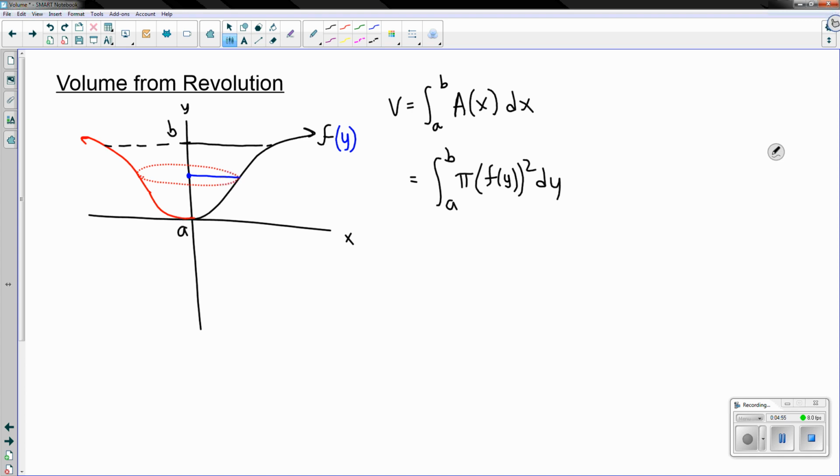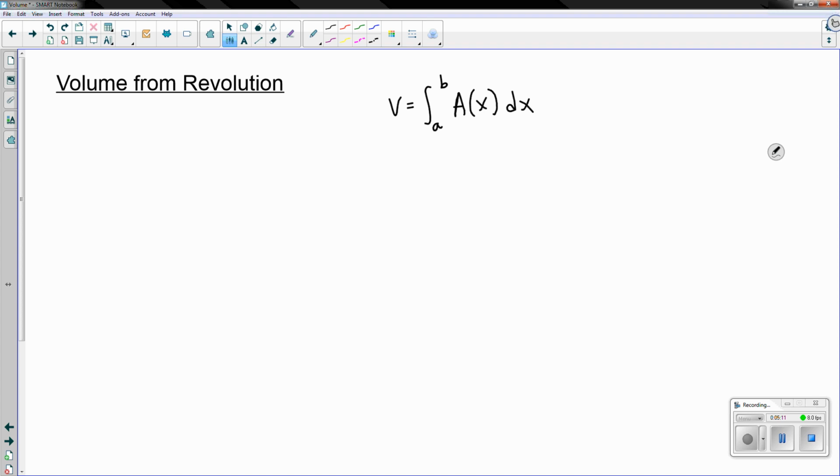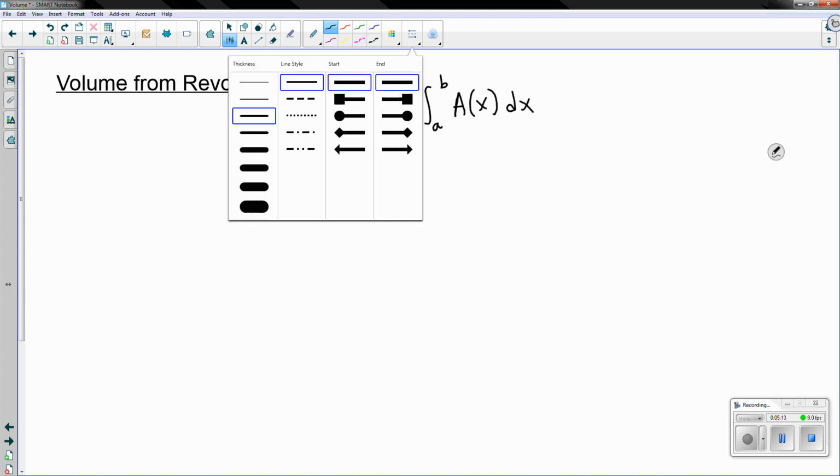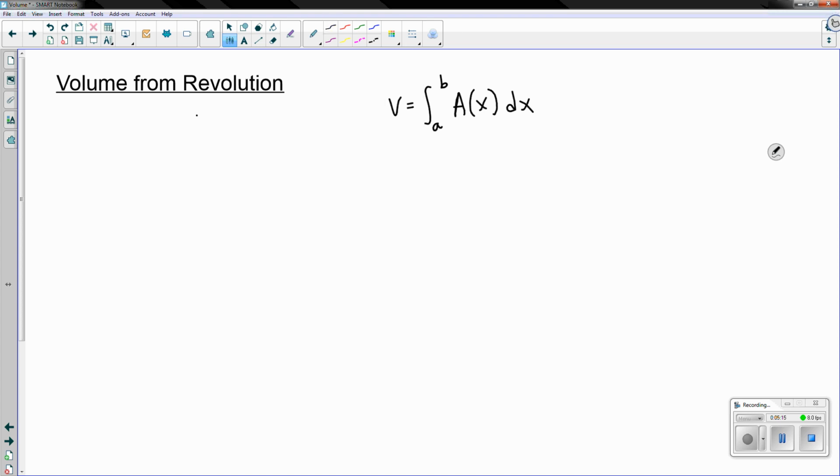A key thing that you have to pay attention to is if you're given a function in terms of x, make sure you're reformatting it as a function of y if you have to rotate around the y-axis. Now, we may not necessarily be rotating around either axis, but around some other line in the coordinate plane.